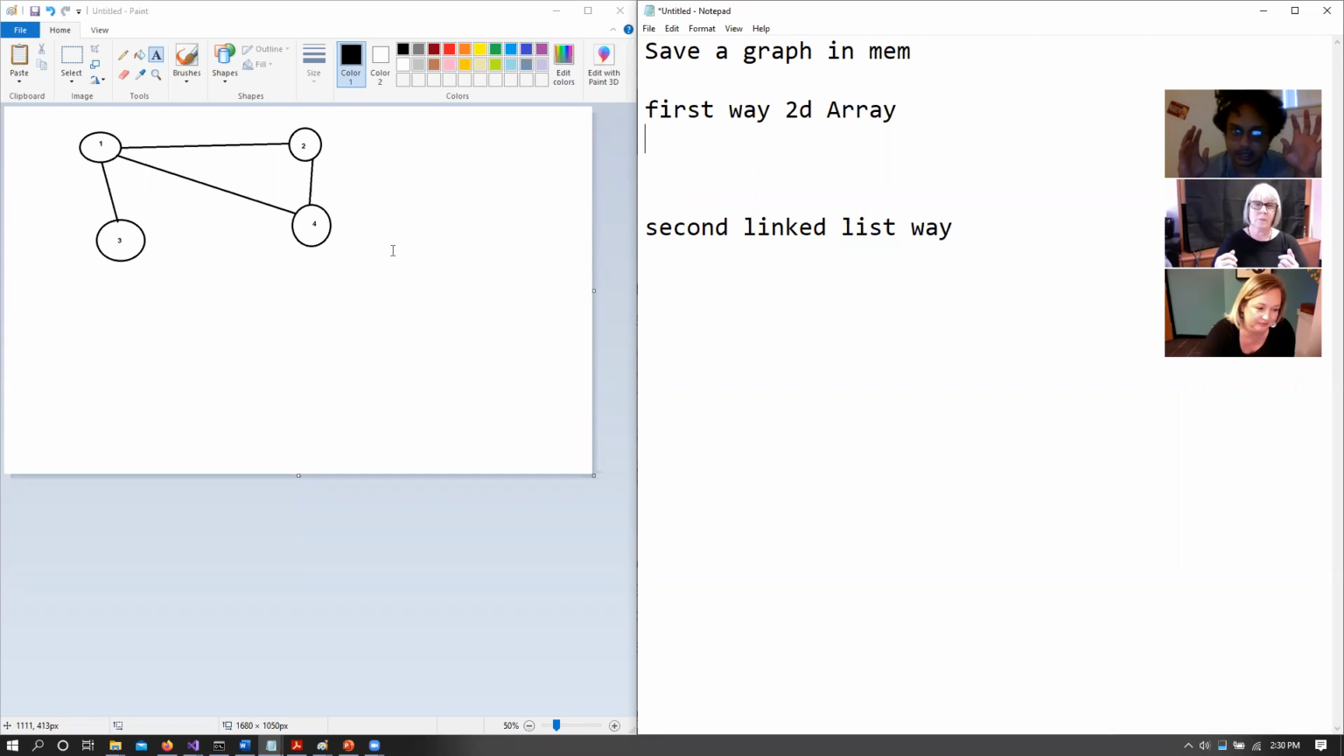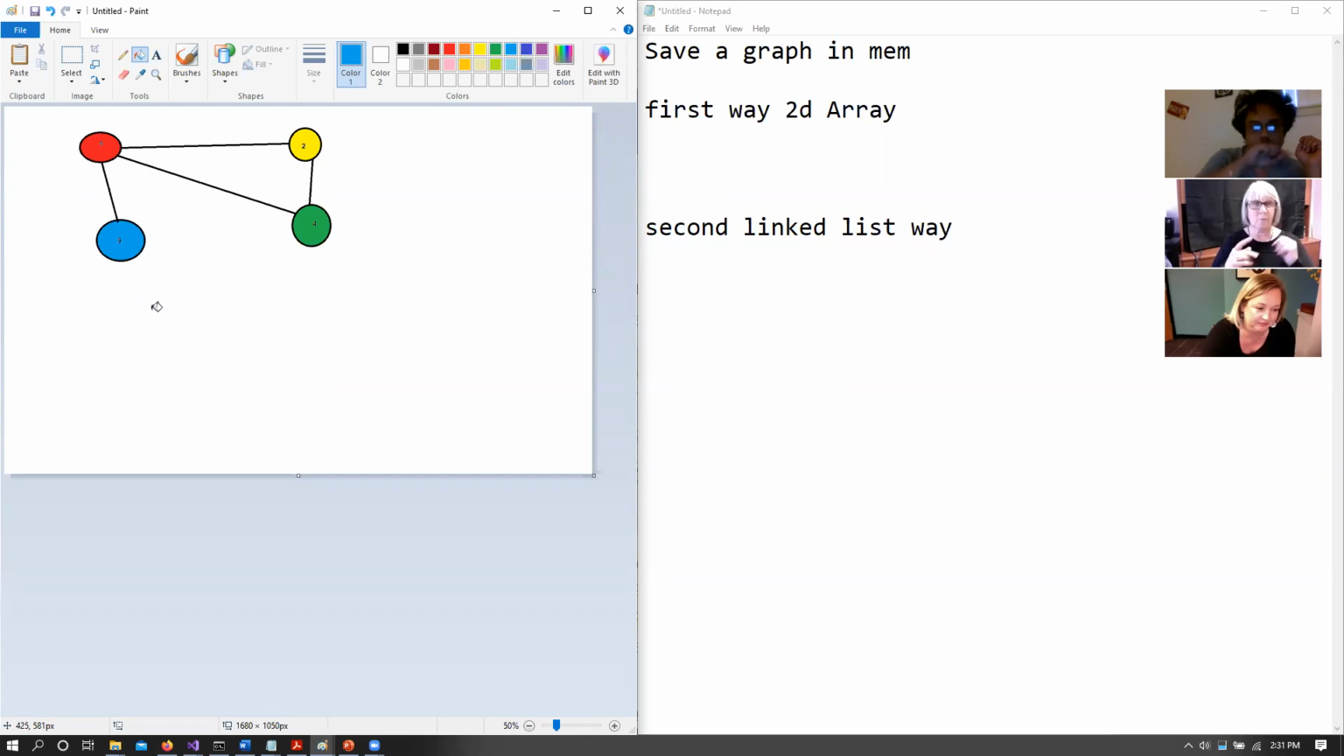In cases of these sort of traversal problems, or maybe in case of coloring problems where we have coloring issues, let's say I'm coloring one as red, I'm coloring two as yellow, and I'm coloring four as green, and I'm coloring three as blue. So I need to color these things.